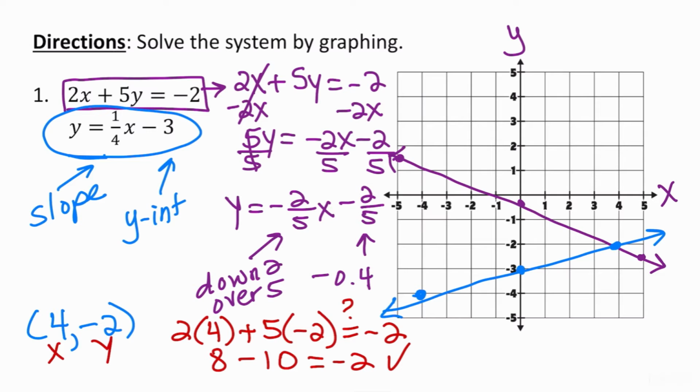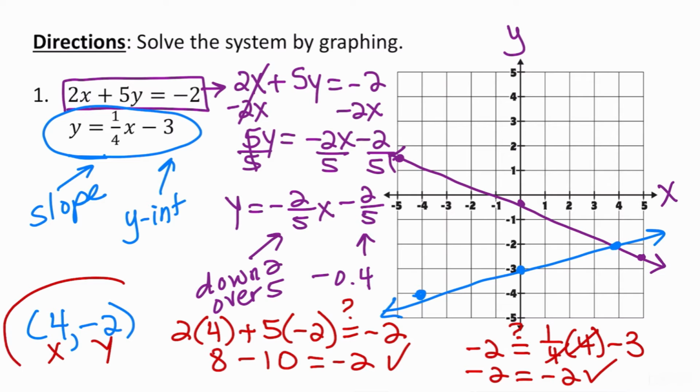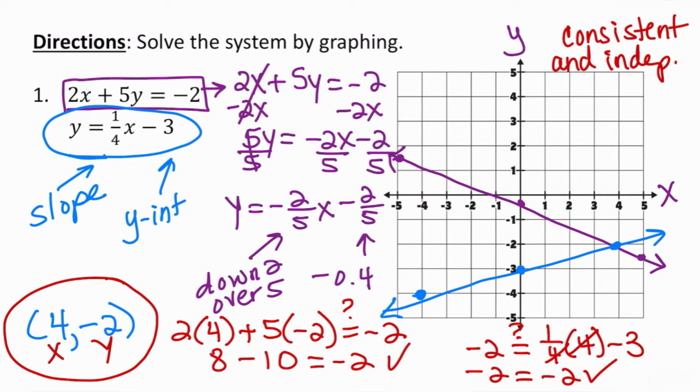So that point actually does work for the first equation. Let's go ahead and try it in the second equation. y, which is -2, is equal to 1/4 times x, which is 4, minus 3. So remember, we're trying to see if this is true. So 1/4 of 4, the 4's cancel. I'm left with 1 minus 3, which is -2. So it actually does work. So this answer right here is going to be the solution to my system. That means that this system is going to be consistent and independent. Okay, so that is going to be the solution to this problem.